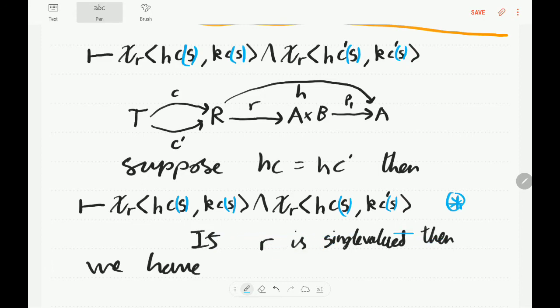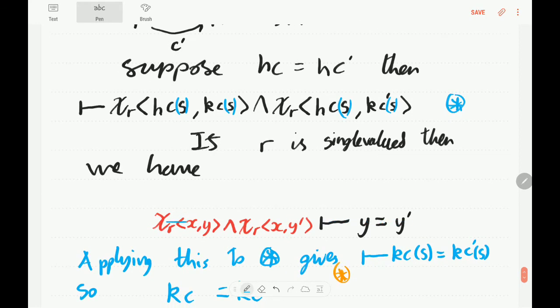So suppose R is single valued. Well, then we have that this kind of expression always holds. That when we have chi_R of (x, y) and chi_R of (x, y'), then we have y equals y'. And if you look at this, this has exactly this kind of form. So we could take this and do the substitutions and then use this. And so if we set x equal to hC(s) and y equal to k(C(s)) and y' equal to k(C'(s)), then this gives us that kC(s) equals kC'(s).